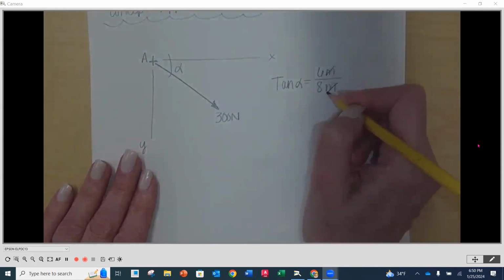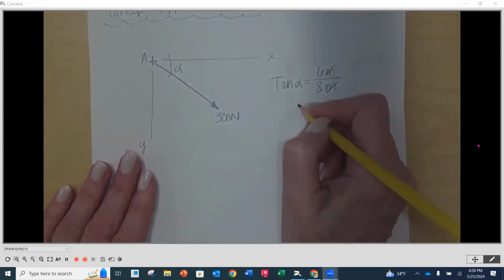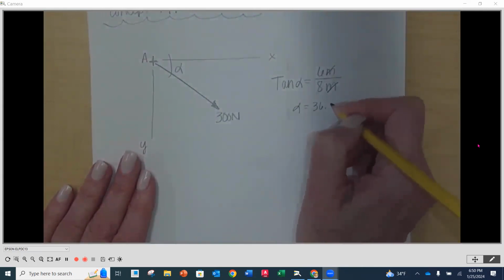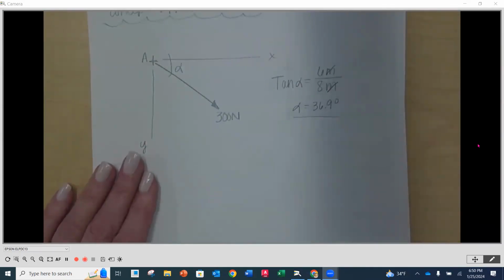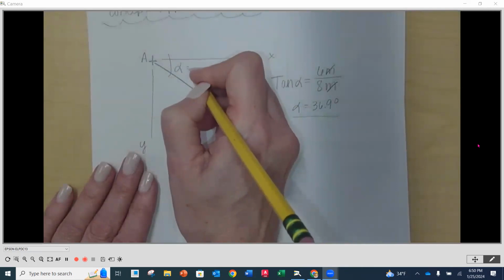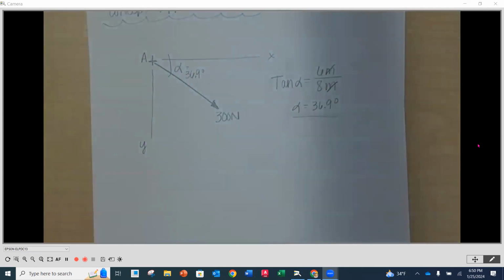Meters cancel. Make sure you cancel that out. Make sure you add that. Don't just put 6 over 8. It's the distance. And then you should get alpha equal to 36.9 degrees. Not a final answer, but this is going to be 36.9 degrees. Make sure you show that work.